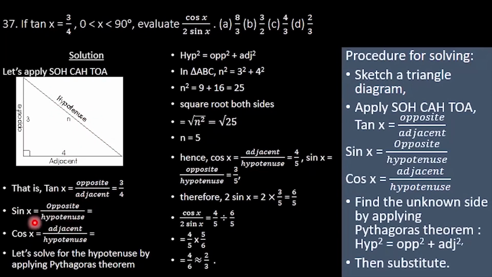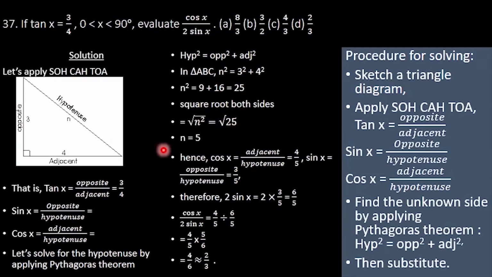Now let's solve for the hypotenuse by applying Pythagoras theorem. We are going to have hypotenuse squared is equal to opposite squared plus adjacent squared. In triangle ABC, n squared is equal to our opposite side 3 squared plus our adjacent side 4 squared. Now n squared is equal to 9 plus 16, which is 25. Then square root both sides. The square root of n squared is equal to the square root of 25. Now n is equal to 5.